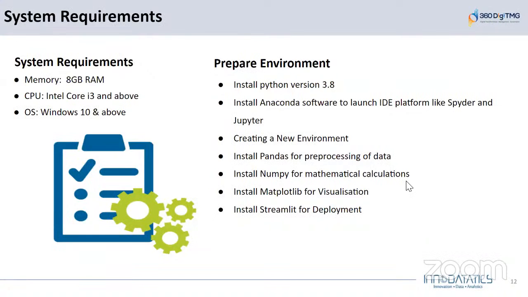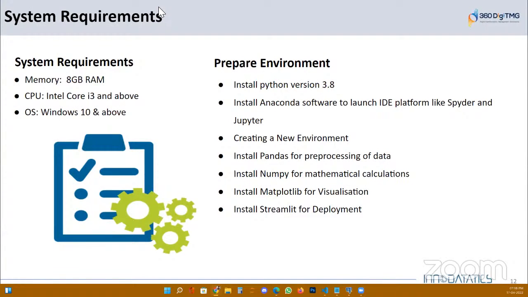Now we have system requirements. Memory required is 8 GB RAM and above, CPU Intel Core i3 and above, OS Windows 10 and above. Preparing the environment. Install Python version 3.8. Install Anaconda software to launch IDE platforms like Spyder and Jupyter.